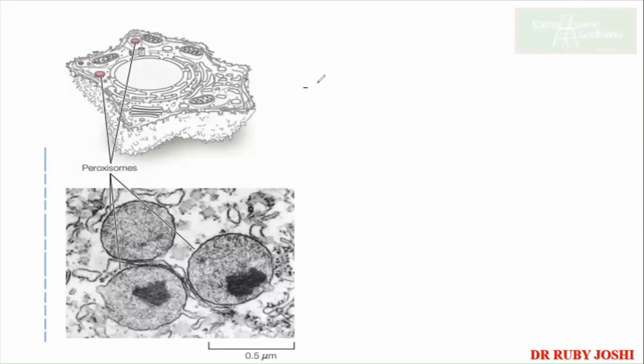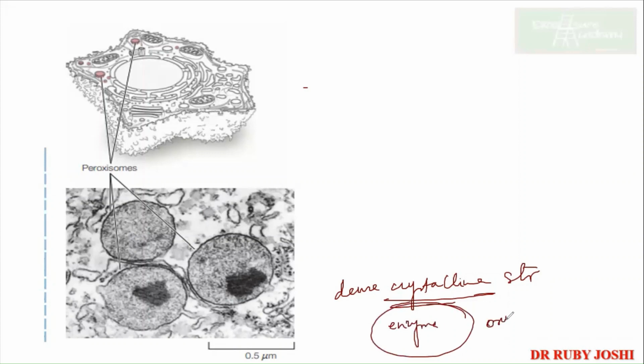Absolutely correct. If you see these three structures, in the peroxisome at the center they always find a dense crystalline structure. Now, this dense crystalline structure is because of the enzymes which they have, especially oxidases. As I said, in the case of lysosomes we have hydrolases to degrade the stuff, whereas in the case of the peroxisomes, oxidases are there. What is their other function?